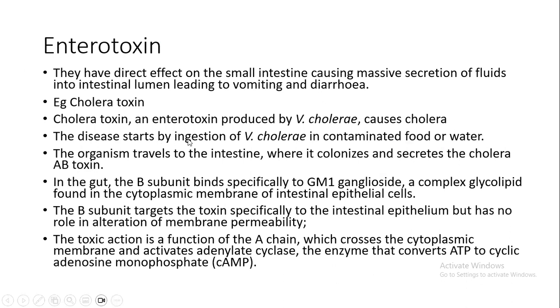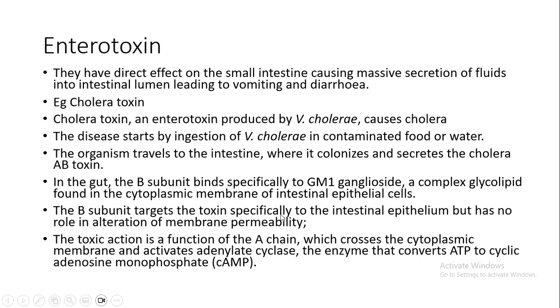The disease basically starts by ingestion of the bacterium in contaminated food or water. The organism will travel to the intestine where it colonizes and secretes the AB toxin. So it is also basically an AB type of toxin. With the help of a B subunit, it can bind to the glycolipids that are found on the cytoplasmic membrane.